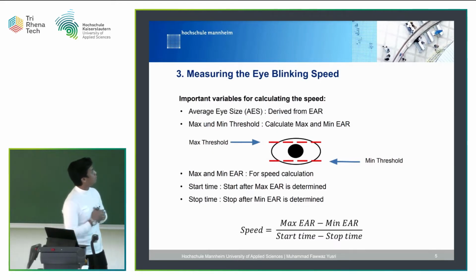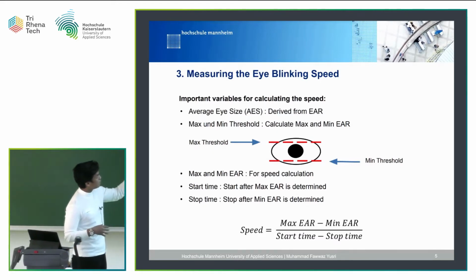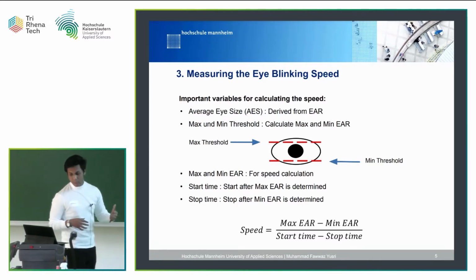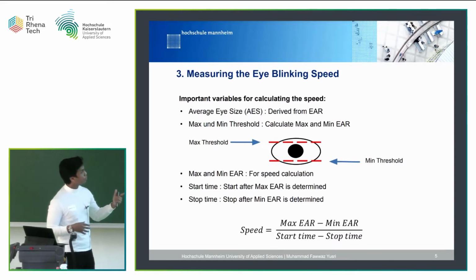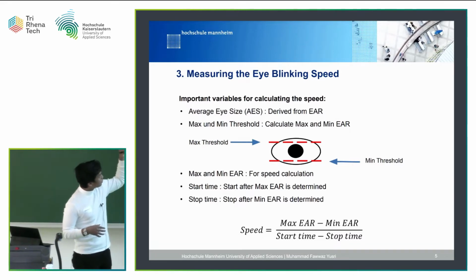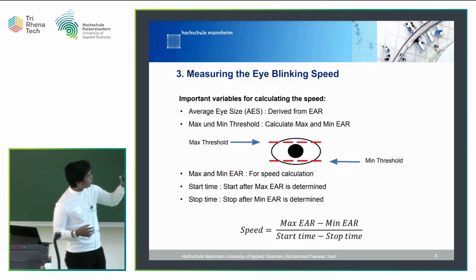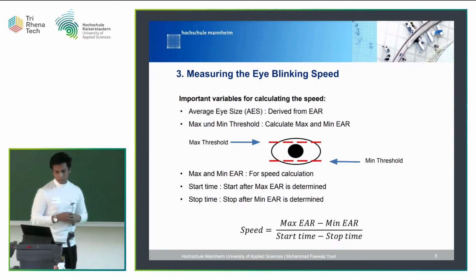So the other important variable is the average eye size, which will be derived from the EAR, the eye aspect ratio. And then we have the maximum and minimum threshold. As you can see, the maximum threshold is the above one and the minimum is the below one. We also have another variable, which is maximum and minimum EAR. So max EAR will be calculated above the max threshold, and min EAR will be calculated below the min threshold. And the last one is the time, the start and stop.